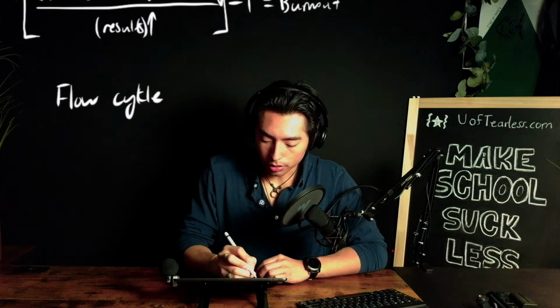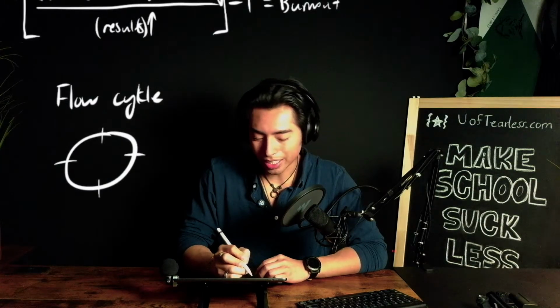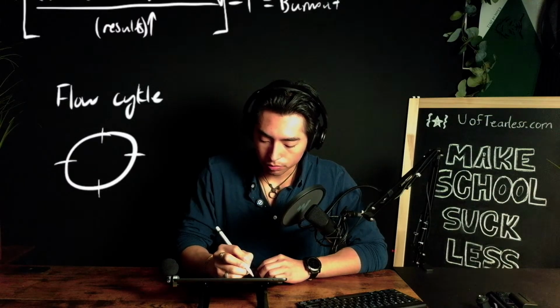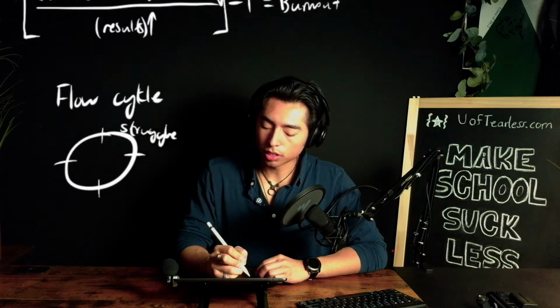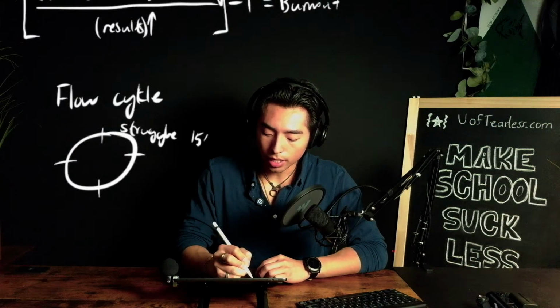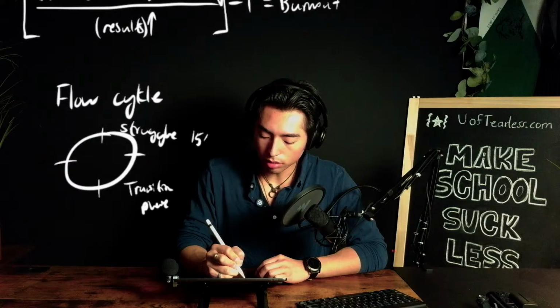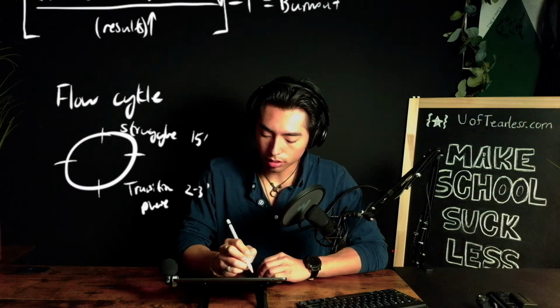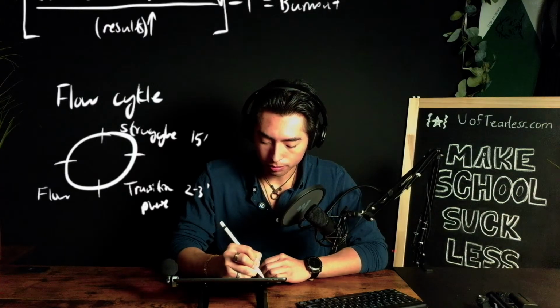So the flow cycle pretty much goes like this. I'll just split it into 4 parts. It's not even, but it's good enough. Here you have the struggle phase, and in the struggle phase it's really difficult. It lasts about 15 minutes. And then in the next phase, the transition phase, this one lasts roughly 2 to 3 minutes. It's hard to qualify whether you're there or not. And then you are in the flow stage. And then after that, it's the recovery.